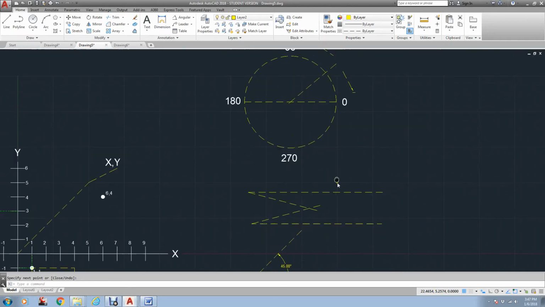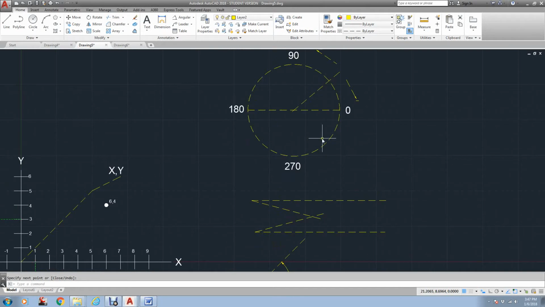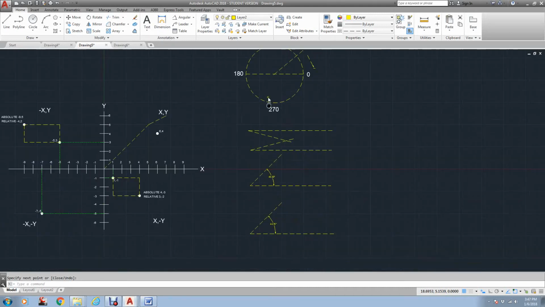Okay, and this will become very important as you learn commands like rotate. That going to the left is positive, or counterclockwise as it's called, is actually positive.